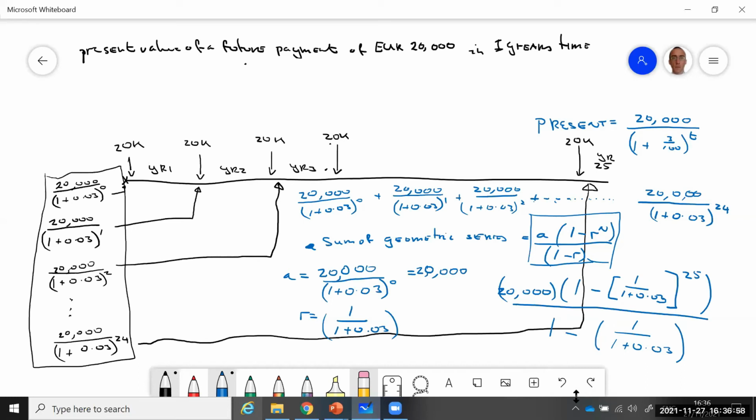If you work that out in your calculator, it'll come out to be 360,689. So he should have accumulated that much money in his pension pot to sustain 20,000 euro every year for 25 years. Okay, and so that's it.